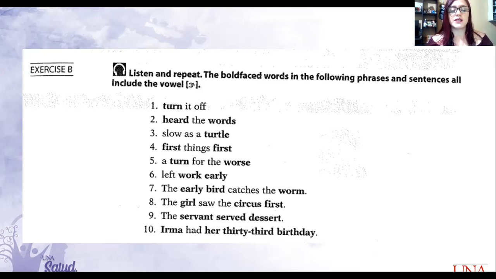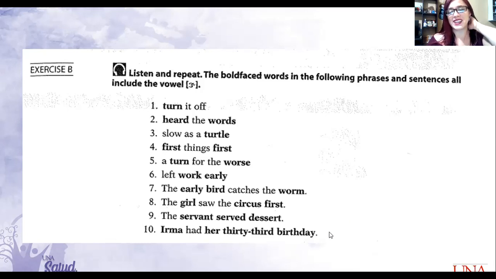Number 8, the girl saw the circus first. Number 9, the servant served, do the d for the past tense. The servant served dessert. No, sorry. The servant served dessert.